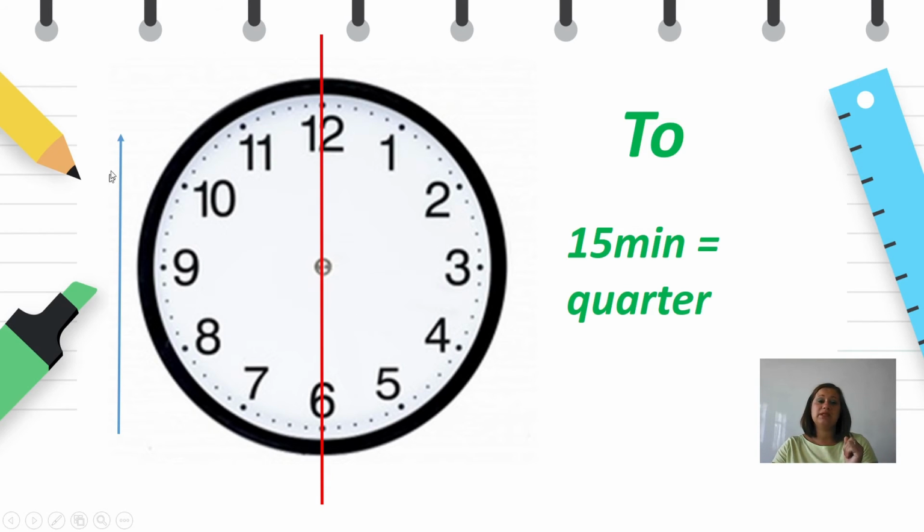Now, when it comes to the left side of the clock, when the big hand moves in the direction from number 6 to number 12, then we use the expression to and we say how many minutes are left until the next hour. Also, if we're talking about 15 minutes, again we use the expression quarter, but now with the word to.